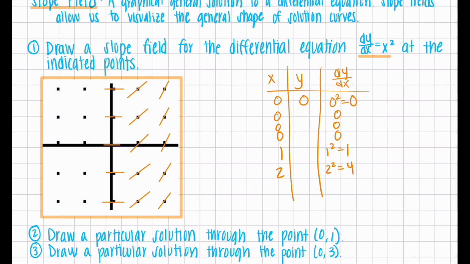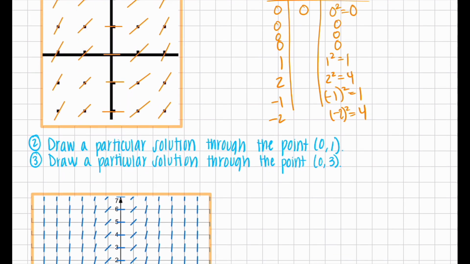All right, how about when x equals -1? -1 squared is +1. So everywhere where x equals -1, we're still going to have a +1 slope. It takes a little bit of time, but we are filling in those slopes. And then everywhere where x is -2, our slope is +4. So I want to make sure these are steeper than my slopes of 1. And we just graphed a slope field.